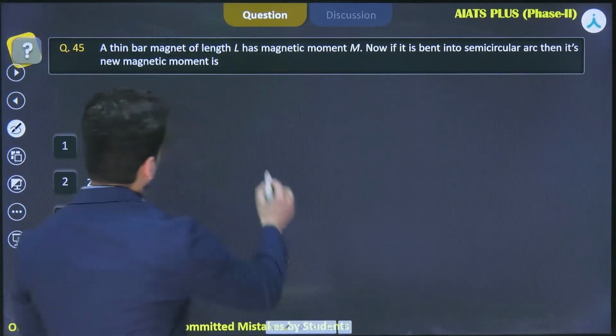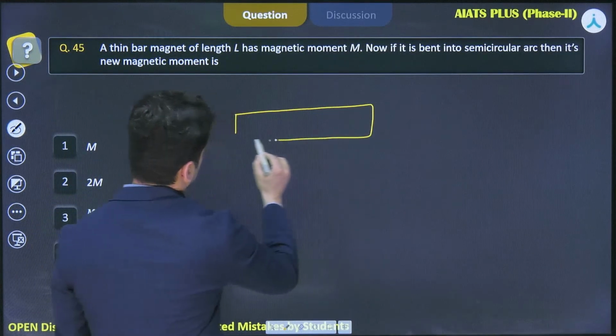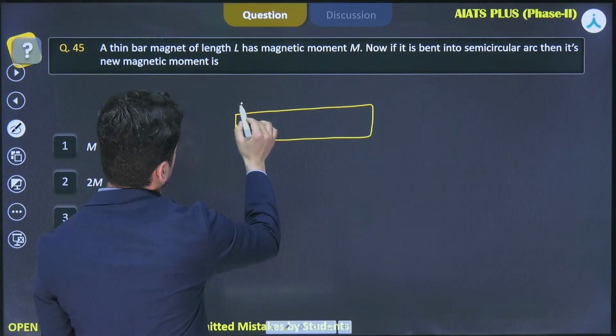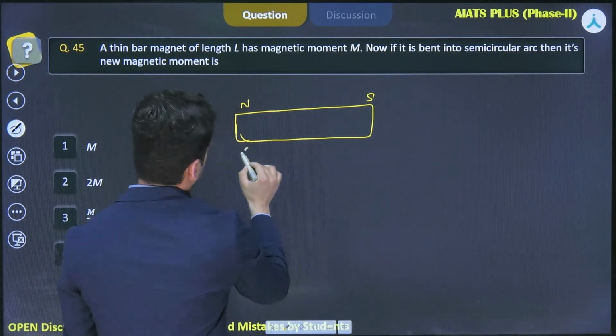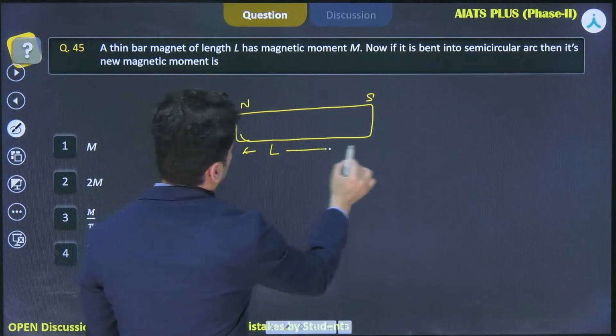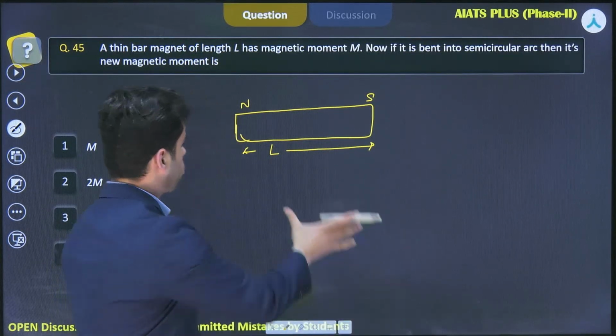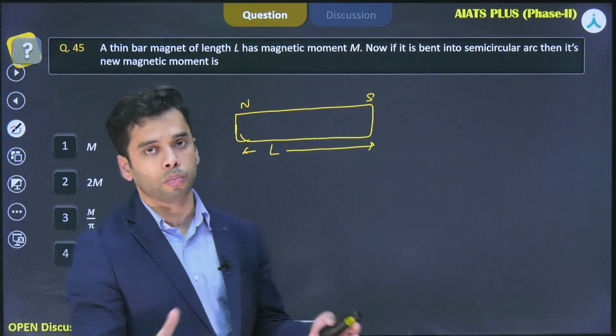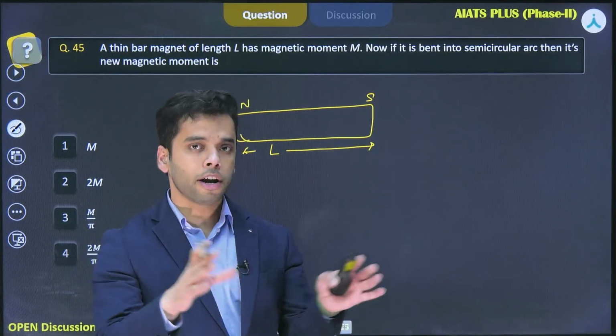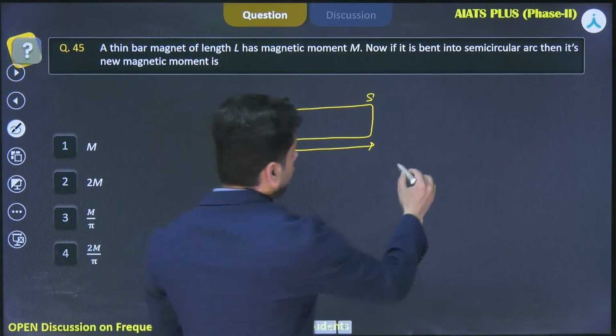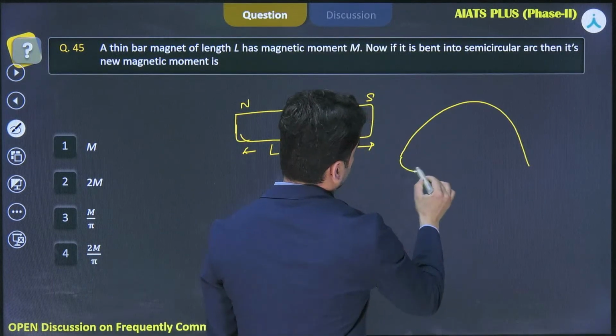So when I had a bar magnet, this is my bar magnet, suppose this is my north pole, this is my south pole, and the effective distance between them is capital L. We are not taking the geometric length into consideration, but suppose that this is the effective distance between the two poles. Now this bar is molded into a semicircular arc. So whatever arc I'll have, the pole strength will remain the same.